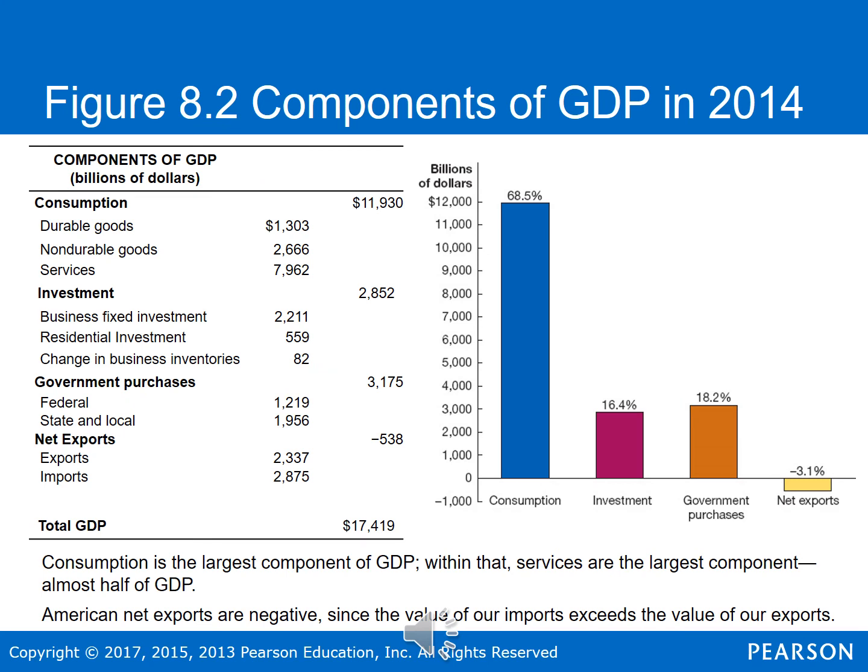So here we have the components of GDP for the year of 2014. So we can break down how big each component of GDP tends to be. Consumption tends to be the largest component of GDP by far, at almost 70% of GDP. And within consumption, services tend to be the largest component. Consumer spending on services ends up being about half of total GDP. And there's been a continuing trend in the United States and other high-income countries of moving away from the production of goods and towards the production of services.